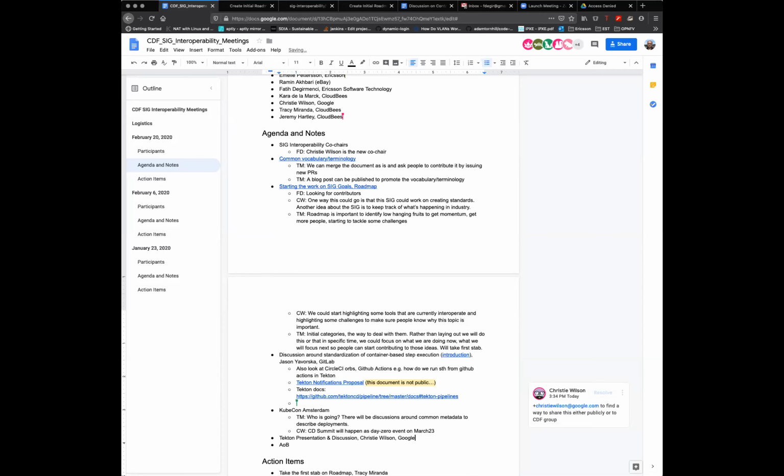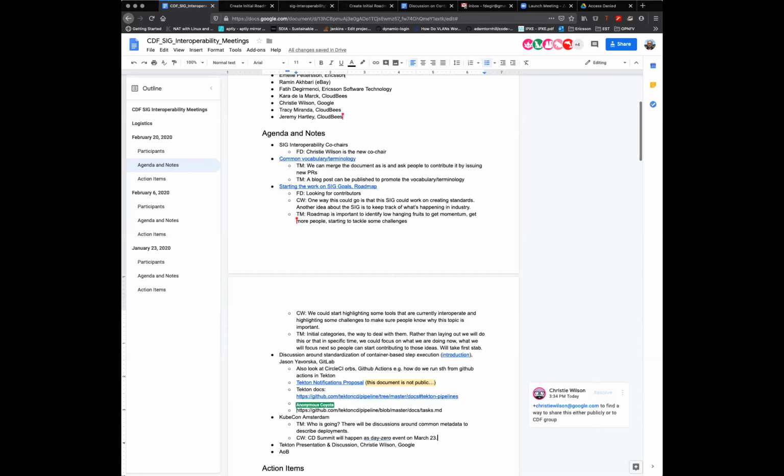So is the agenda available, the program, Christy, for CD Summit? I think it actually was sent out today. I might be able to add a link. Okay, that would be good. So yeah, KubeCon Amsterdam and CD Summit will happen as a day zero event on March 23rd, I think, if I'm not mistaken, or 30th, something like that. So then we are done with this. And Christy, I think I can stop sharing and then you can start sharing Tekton.